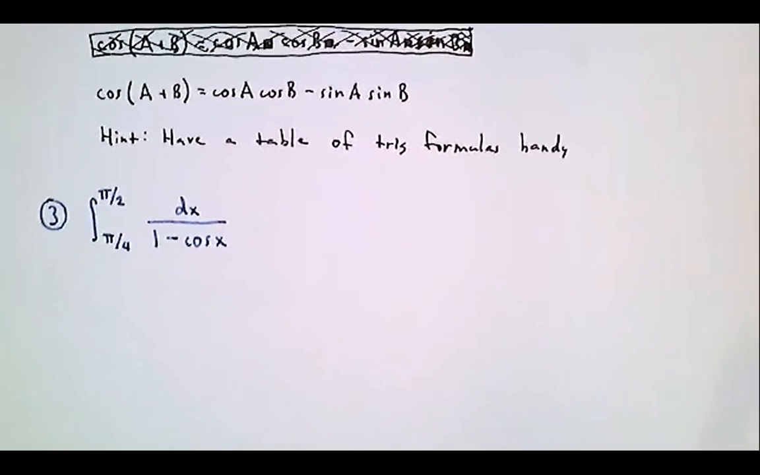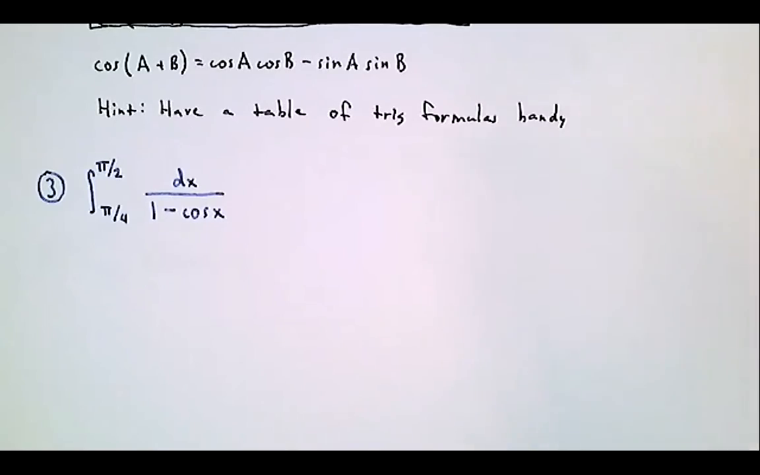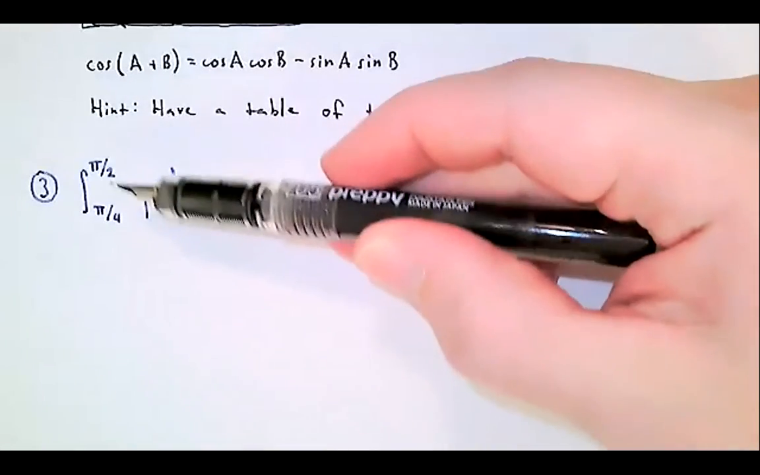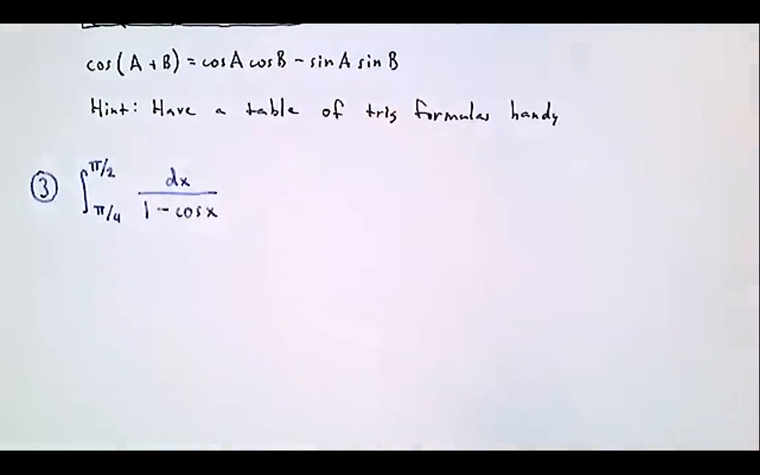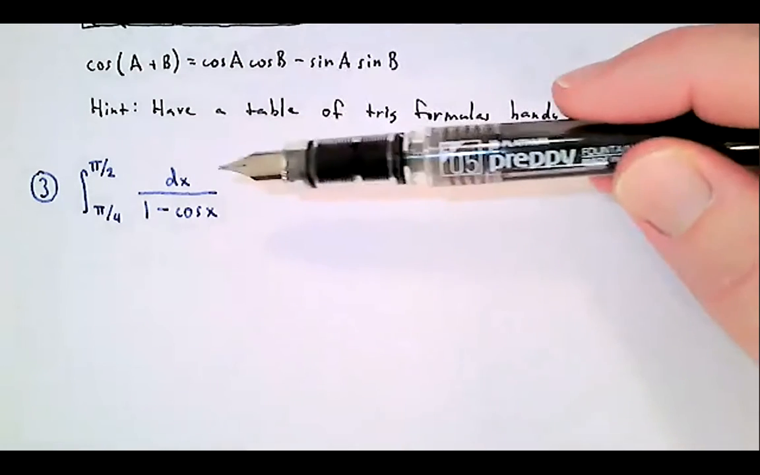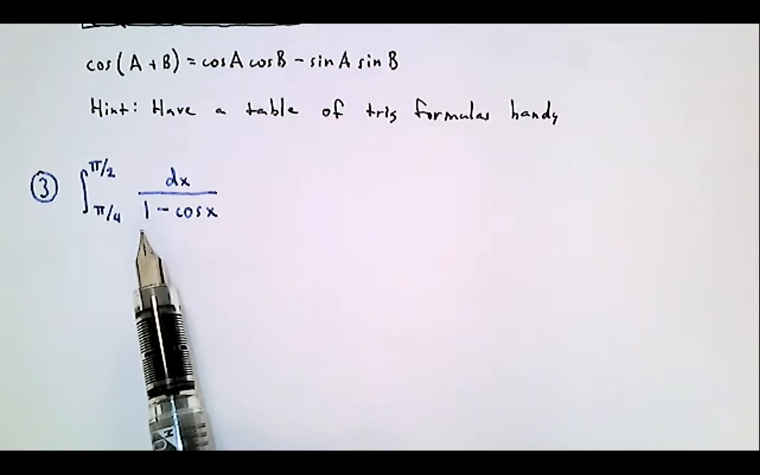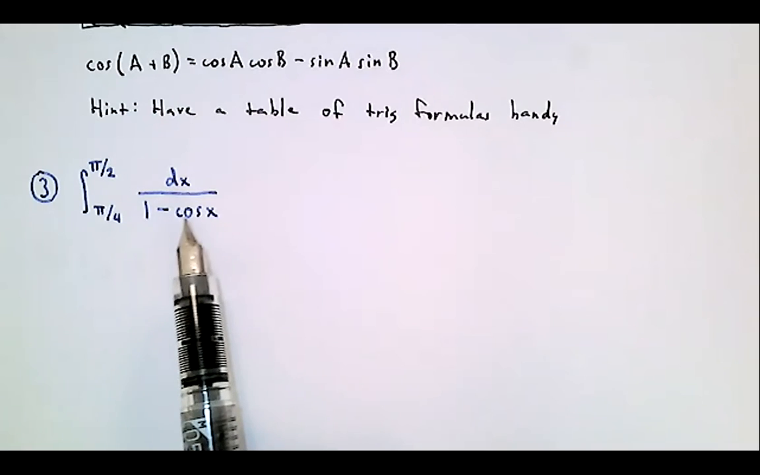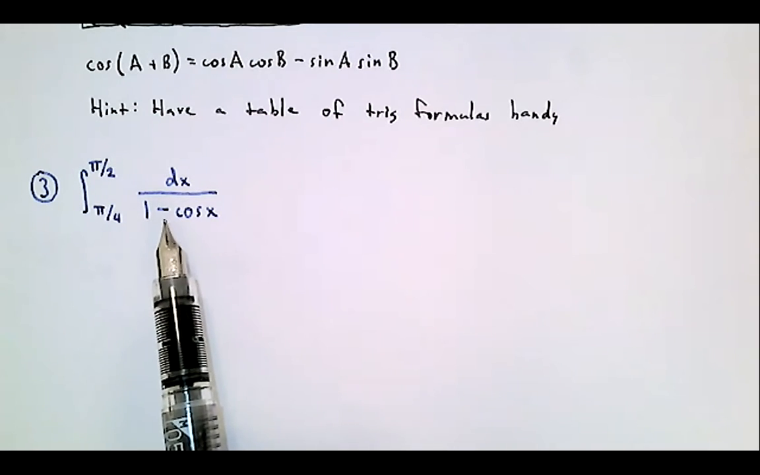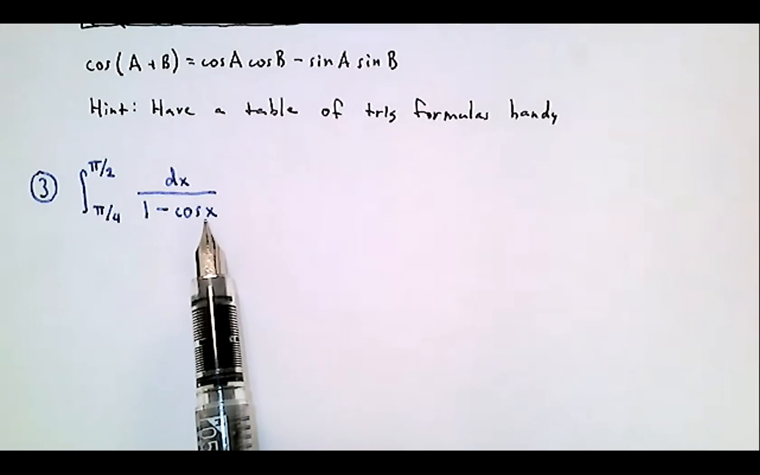Okay, so let's take a look at this next one. This one we have actual limits of integration. This is a definite integral. And we're looking at dx over 1 minus cosine x. This is another one that you won't find a formula for in the table until we do some manipulation. And the thing to notice here is the kind of expression. We have a constant minus some other complicated thing.